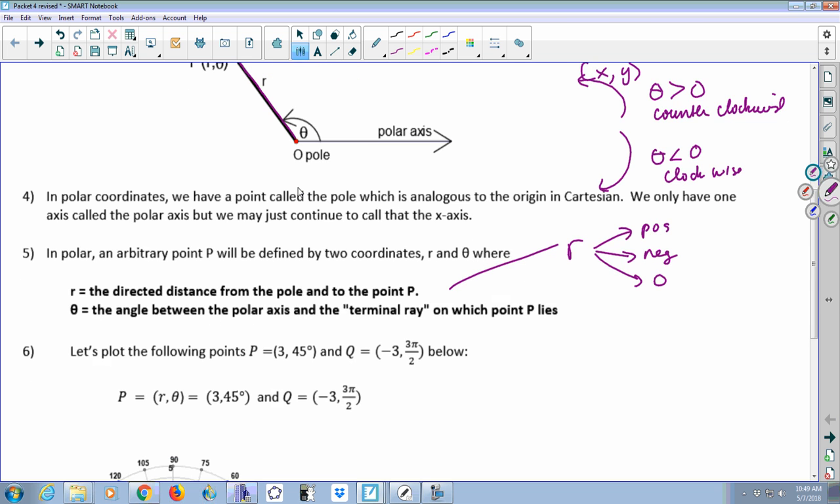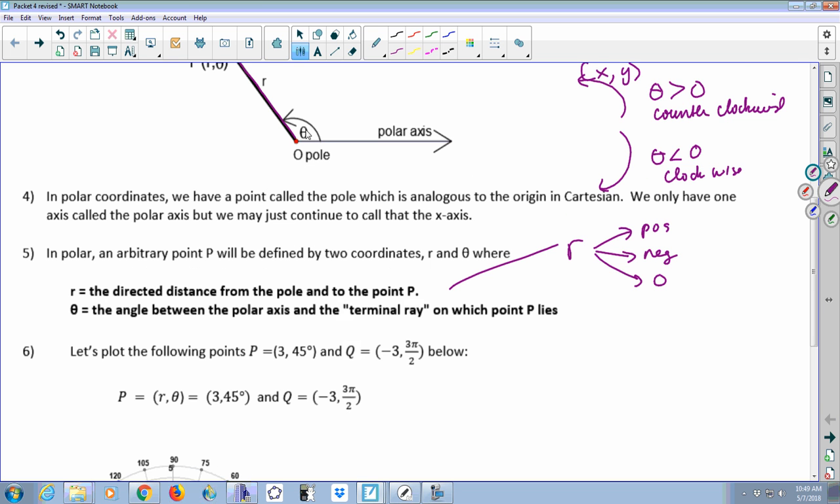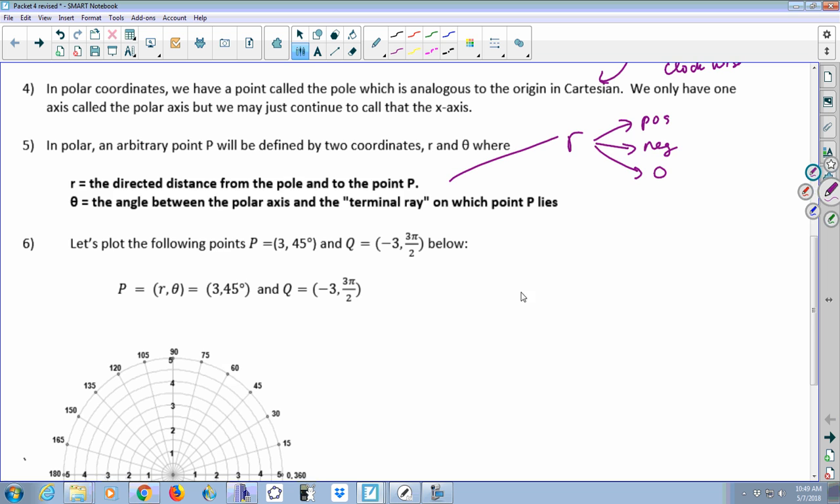Some books do call it the origin. I've been trying to call it the pole, but you could call it the origin, but it's just 0. It's not (0, 0). Well, it could be (0, 0) if theta is 0, but it could also be 0 if theta is any other number too, so you've got to be careful. The angle between the polar axis and the terminal ray is what we call theta. And we already talked about theta being positive or negative. So let's just see how we could locate some of these points.